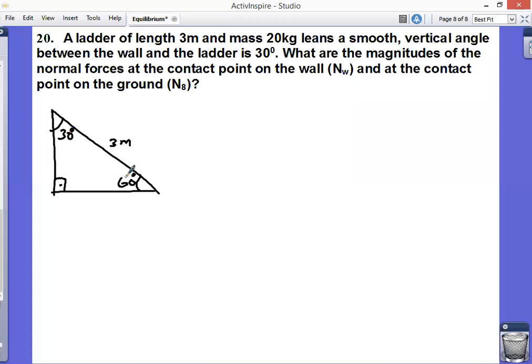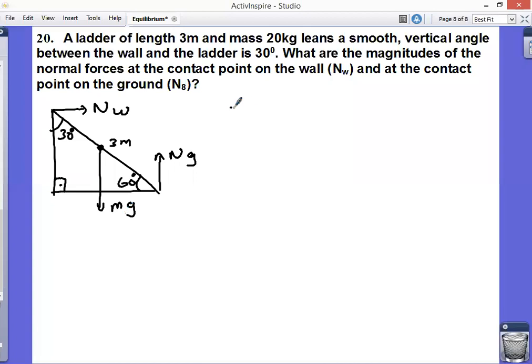It's asking what is the magnitude of the normal force at the contact point on the wall. We are going to call the force due to wall NW, okay? And at the contact point on the ground, it says NG. Like you find the FG, we are going to find the NG over here. Again, we have the weight of the ladder over here, which is mg. So now we can find it easily.